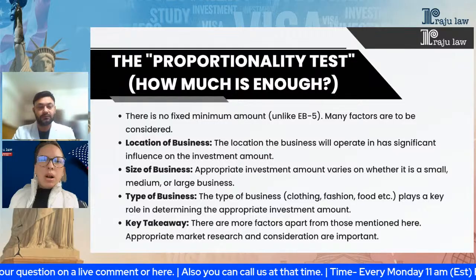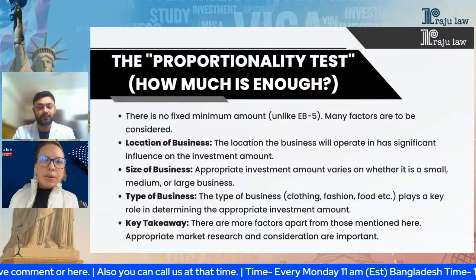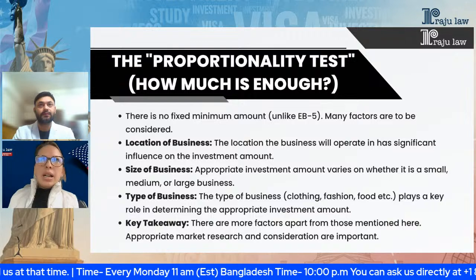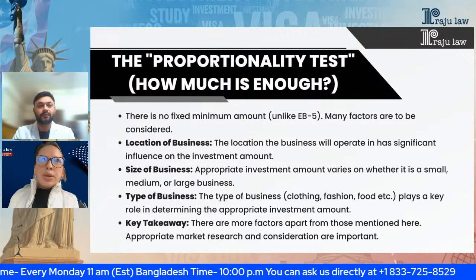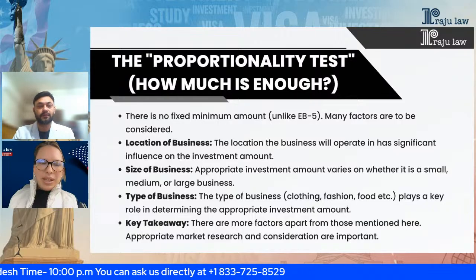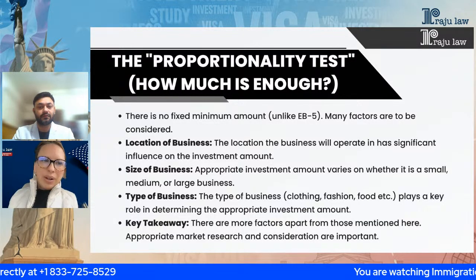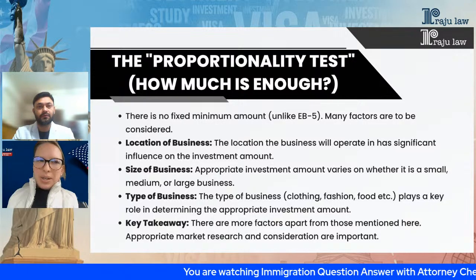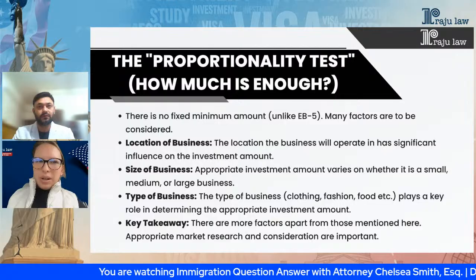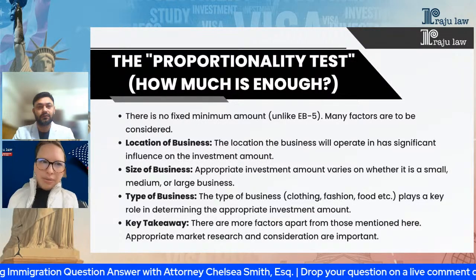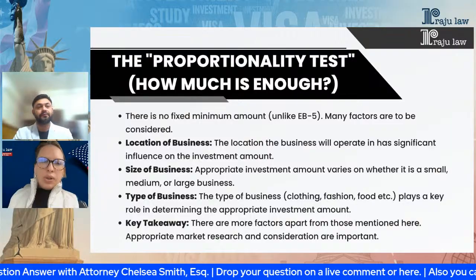Where the business will operate will have a significant influence on the investment amount. For instance, if you try to invest in a startup business in New York City, one of our most expensive cities, the startup cost would look significantly different than in the Midwest, potentially, right? Because your rental rates could be different. Access to the industry could be different. All of those fees would come into play with what proportionality could look like. Cost of living, right?